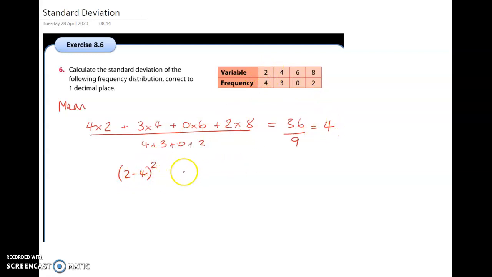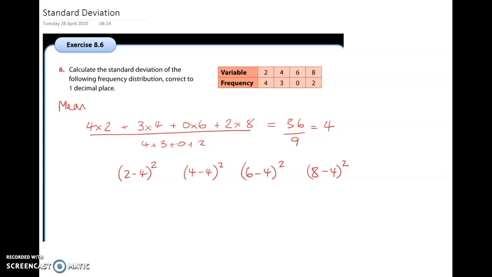And we square our answers. Okay, we have 4 take away 4, the difference between 4 and the mean, and we square our answer. Difference between 6 and 4, and square our answer. And lastly, the difference between 8 and 4, and we square our answer.